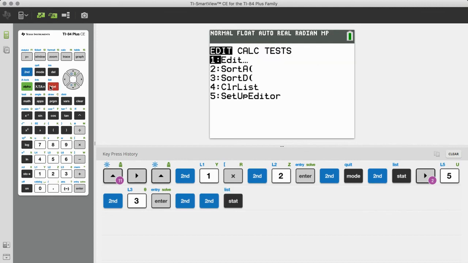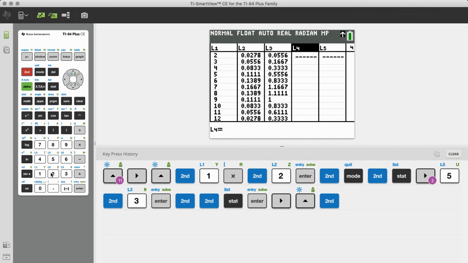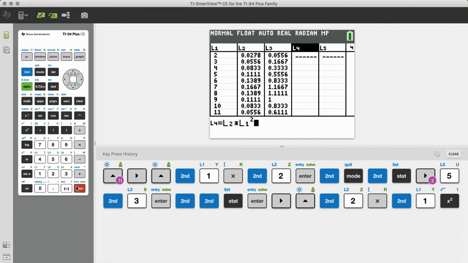Let's go back to stat and let's edit and let's go over to list 4 and we'll have it calculate the expected value of x squared, okay? Which means that I want list 2 times list 1 squared. And again, that should fill in for you.